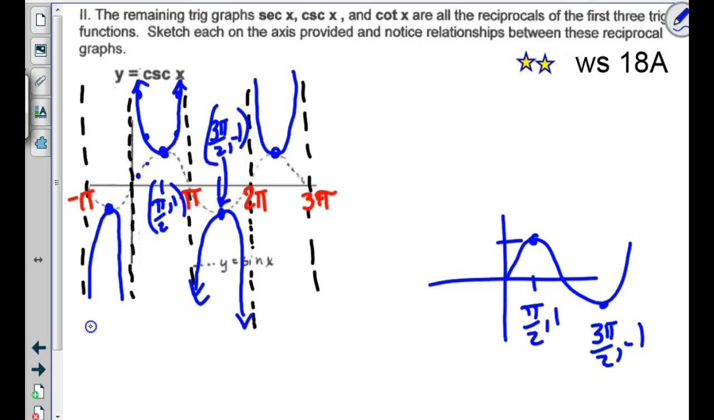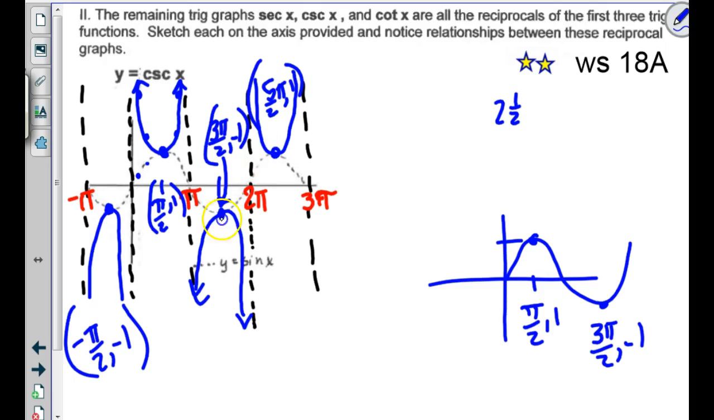So this would be -pi over 2, -1. This one over here would be, what's between 2 and 3 pi? Anybody know that? 2.5 would be 5 pi over 2. Yes. 5 halves pi, 1 would be that maximum. All right. But you start by graphing the sine graph, and then everywhere that it was 0, you put in the asymptotes. Everywhere that it had a max or min, you flip it over.